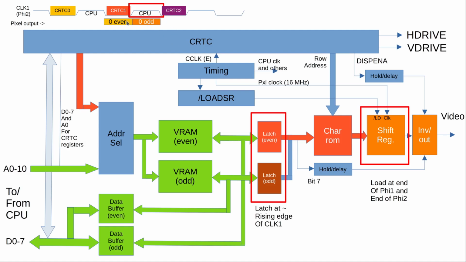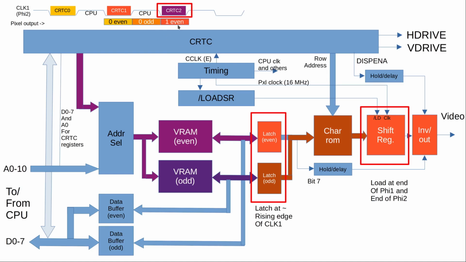So you can see that here 0 odd. And then next cycle we have the third byte and so on. So this continues on, and this is basically how the timing, at a very high level, of the CRTC in the 80 column PET works.